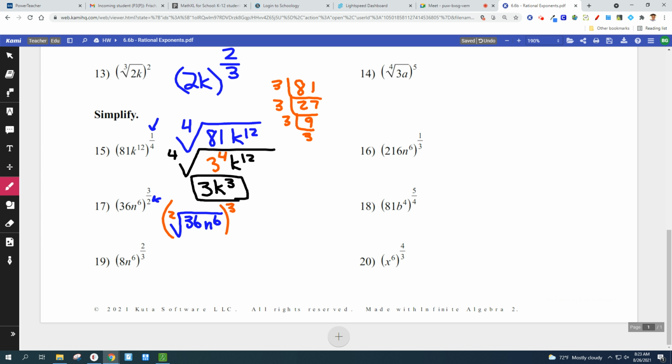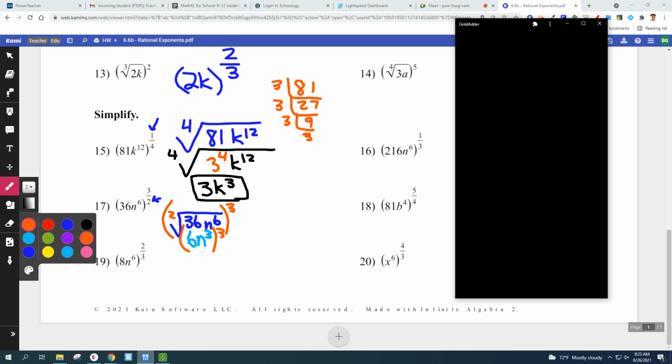And so, there's a couple of different ways you can do this, but I would go square root of 36 is 6. Square root of n to the 6th, n to the 3rd, right, because 2 goes into 6 3 times evenly. Then we're going to have parentheses 3. And so we've got 6n to the 3rd, to the 3rd. All right, 6n to the 3rd, to the 3rd.